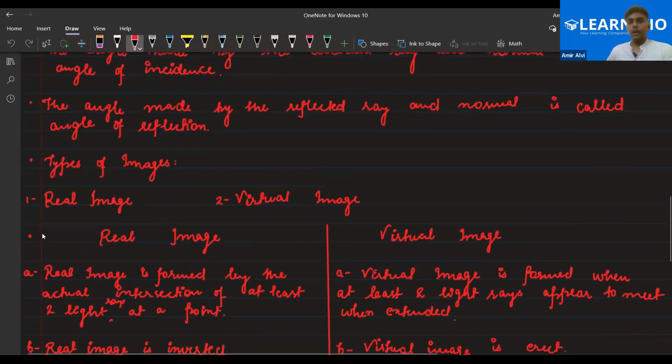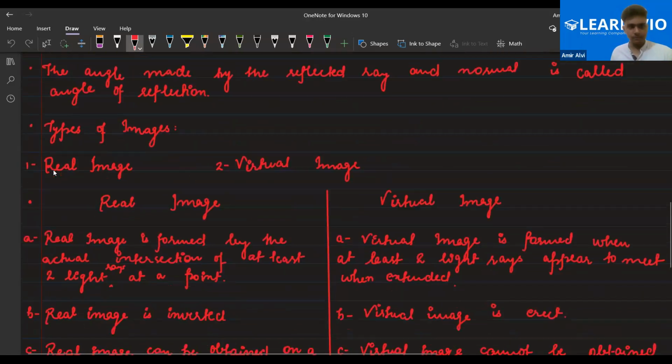Let me tell you again that the laws of reflection will always be valid in each scenario, whether it is smooth reflection or diffused reflection. There will be no change in the laws of reflection conditions. Every ray will follow the laws of reflection in each case, smooth reflection or diffused reflection. Clear to all of you?